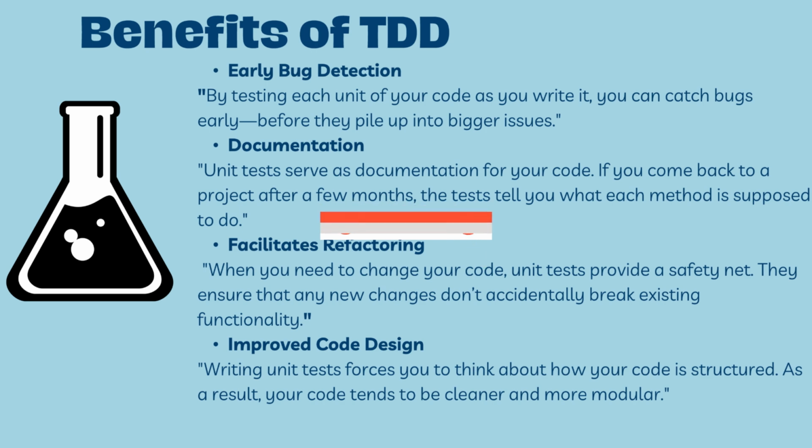In that case, there will be a very rare chance of a bug in the system. The next benefit is documentation. Unit testing serves as documentation for your code. That means whoever is trying to understand a function, if the developer looks at the test cases, he will be able to understand what the inputs and outputs are, what these functions actually do, and what different scenarios are required to be tested. So the unit test also serves as documentation for a particular function.